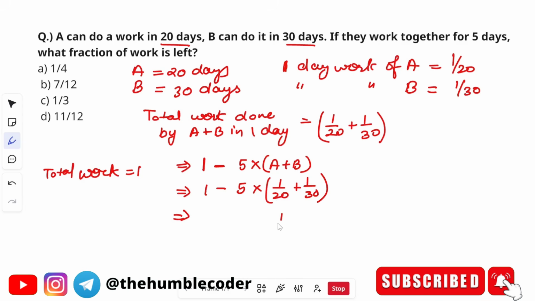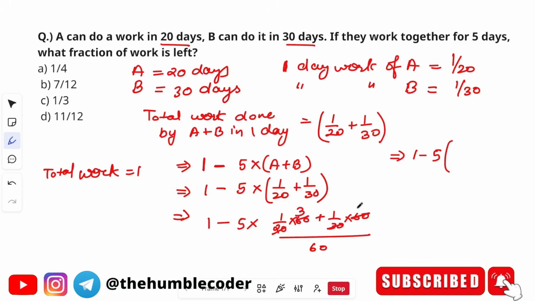So what I will do is (1 by 20 multiplied by 60 plus 1 by 30 multiplied by 60) whole divided by 60, and this stays like this for now. Let's try to solve it further. So 1 minus 5 multiplied by, this will be 3, this will be 2, so (3 plus 2) by 60. When we cancel this out, 5 will get cancelled, by 60. It will be 5 and the 5, and then 2s are 10. So 1 minus 5 by 12. Then we will further solve it. It will be 12 minus 5, which will be 7 by 12.